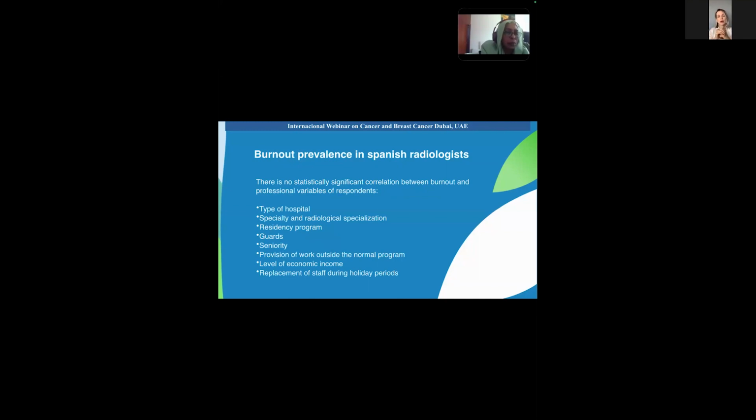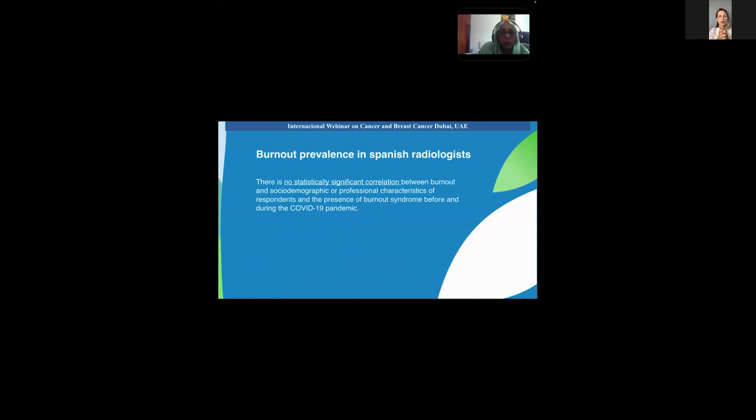And talking about the professional variables, it was the same. No statistically significant correlation between burnout and type of hospital, specialty or radiology specialization, residency program, wards or shifts, seniority, provision of work outside the normal program level, or economic income, which is very interesting, or replacement of staff during holiday periods. So there is no statistically significant correlation between burnout and sociodemographic or professional characteristics of respondents, and the presence of burnout syndrome before and during the pandemic. So these are the results.